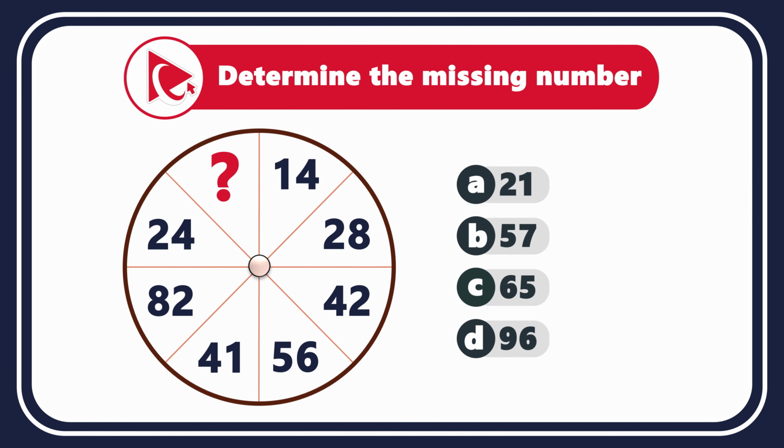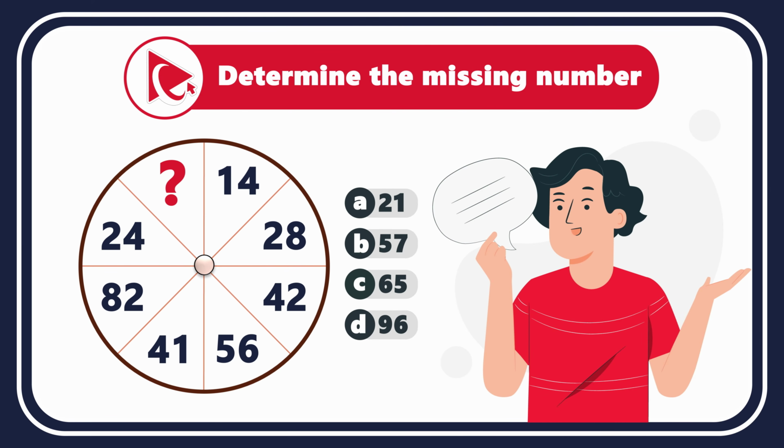Choice A, 21. Choice B, 57. Choice C, 65. And last but not least, choice D, 96. Tricky question, don't you think so? But believe it or not, there is a logic in these numbers. At least this is what I found.